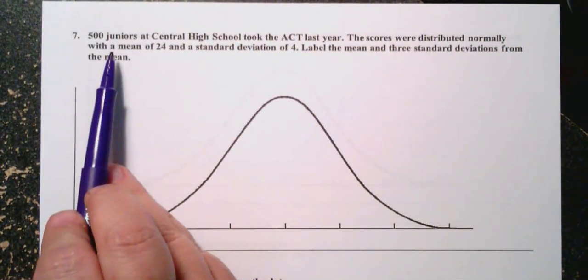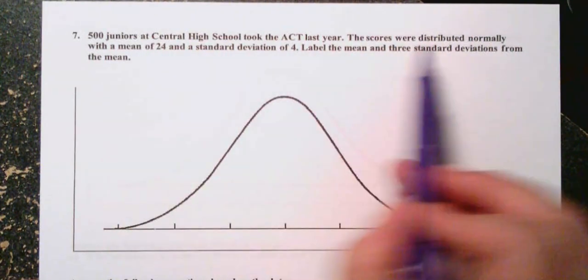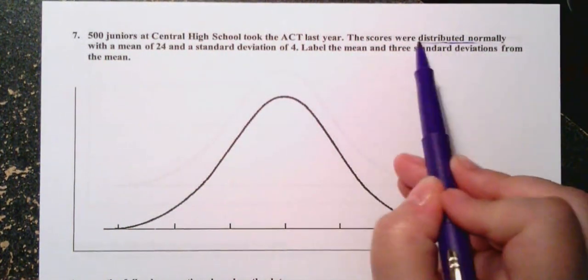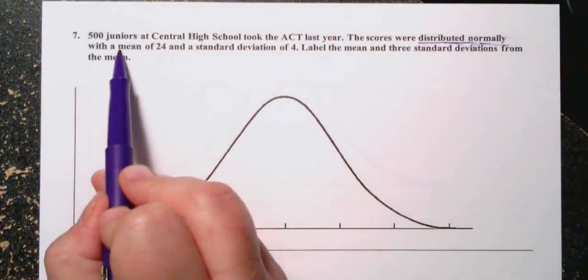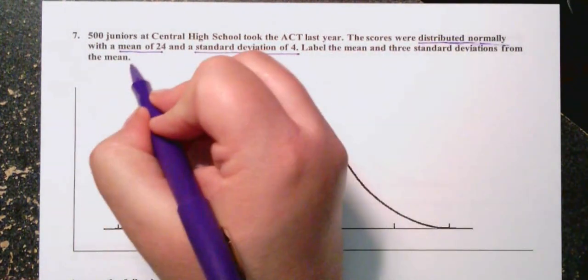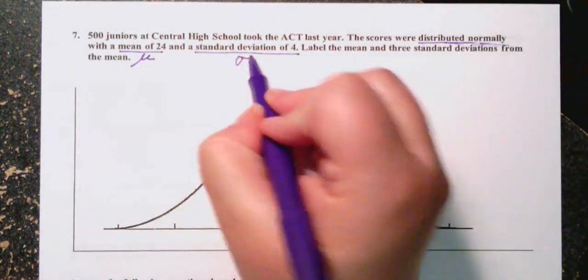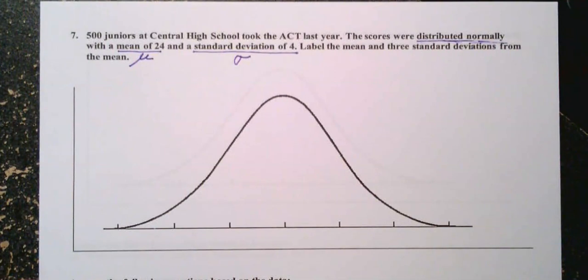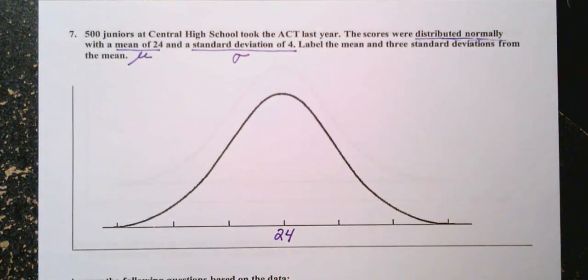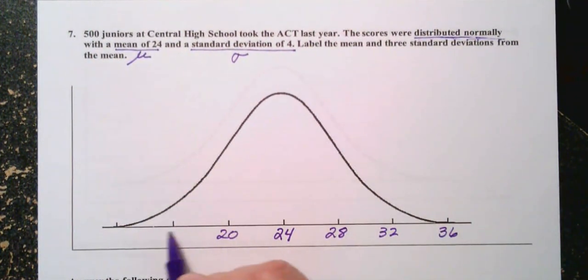500 juniors took the ACT. The scores were distributed normally, which is saying that I can do one of these. Fits the normal curve with a mean of 24 and a standard deviation of 4. Okay, remember mean is mu here and standard deviation is sigma. So here we have 24. Standard deviation of 4 means 4 to the right is adding 4, adding 4, adding 4. 4 to the left means subtracting 4, and so on.